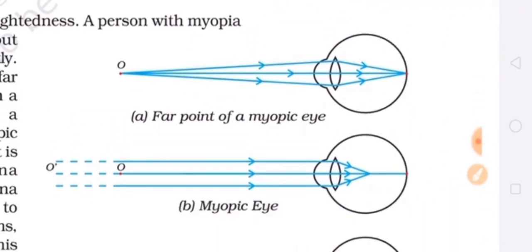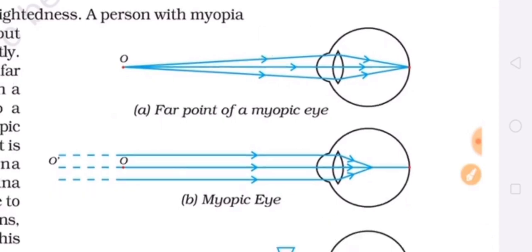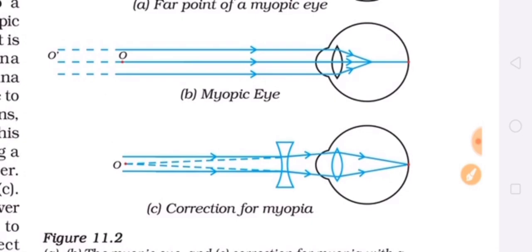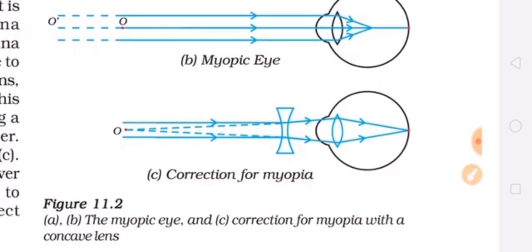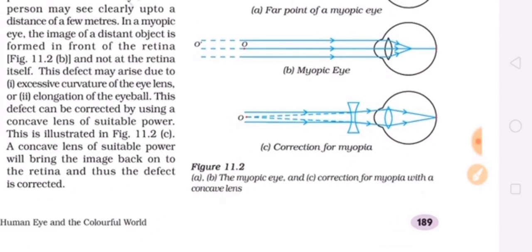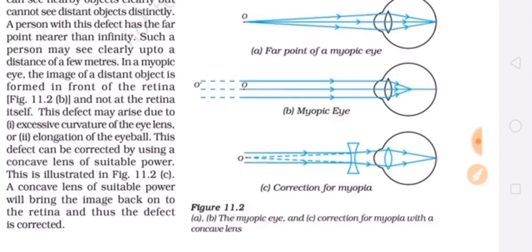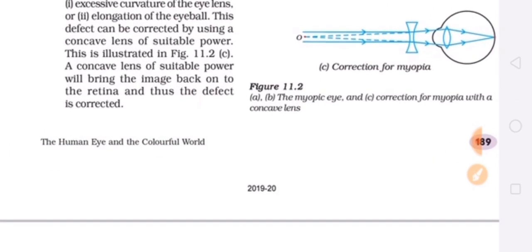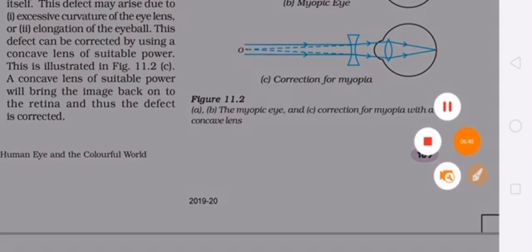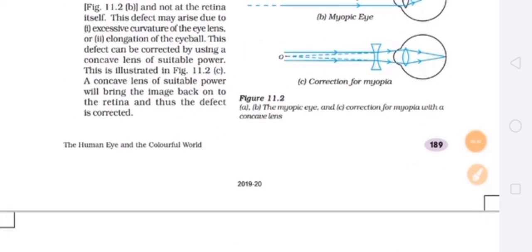Now by these diagrams you can see the far point of the myopic eye. This is the far point of the myopic eye, and this, O dash, is the far point of the normal eye. And if we place a concave lens, then this defect can be corrected and the image is formed on the retina. So these diagrams, definition and correction, you have to do. So this was the defect myopia.